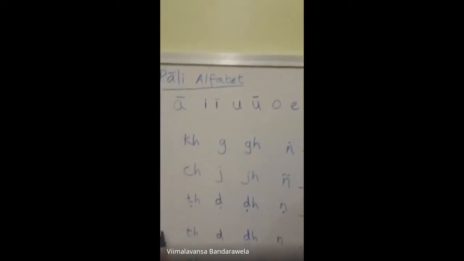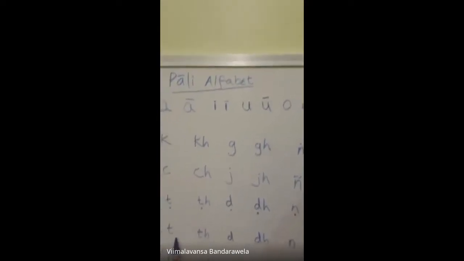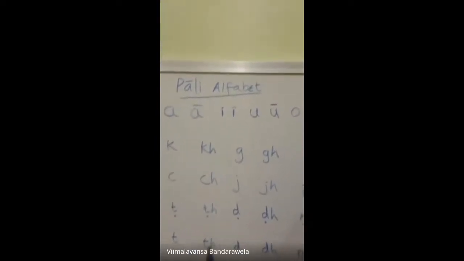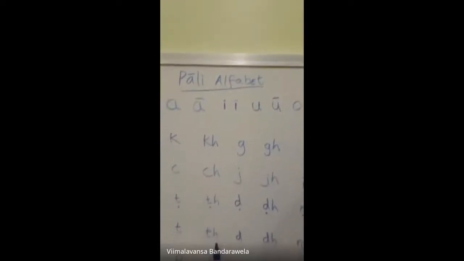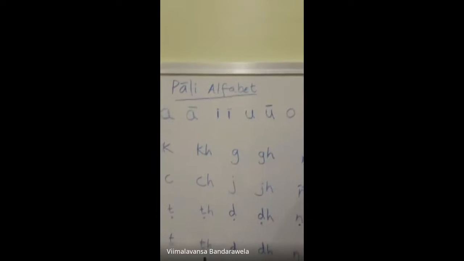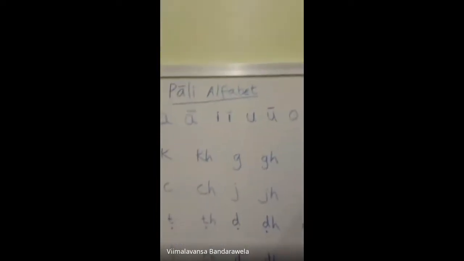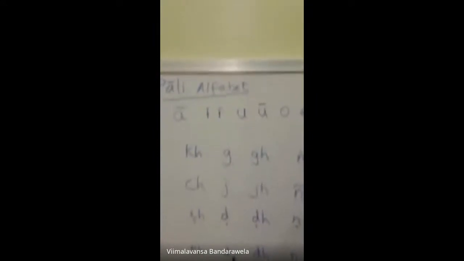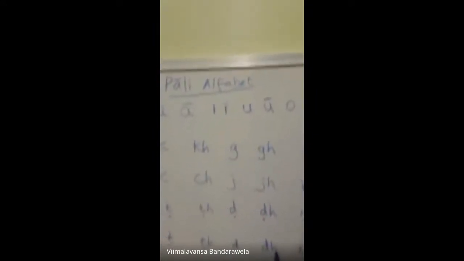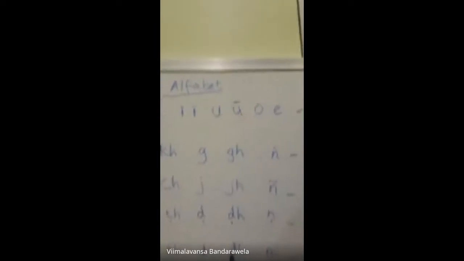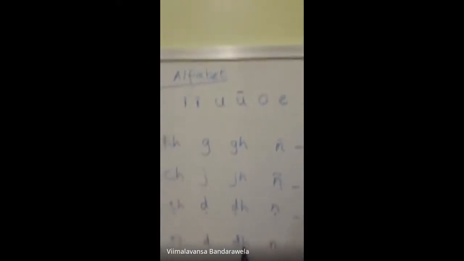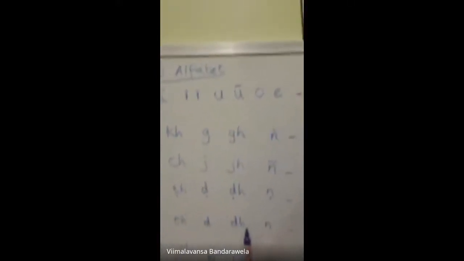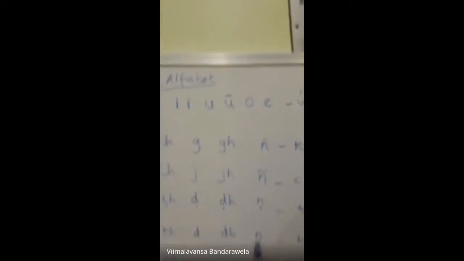Then this T, just simple T, is Ta. Tha, like Samatha, tranquility meditation, we call it samatha in Pali. Then Da. This is Dha, like dharani. In your language also, dharani means the earth. Or Dhamma. If we want to write Dhamma, Dh. So this is Na. Ta, Tha, Da, Dha, Na.